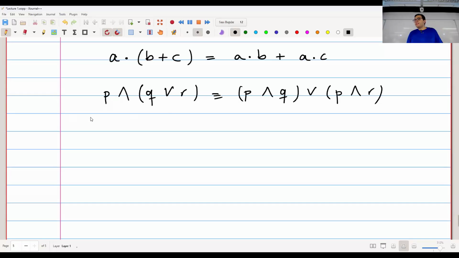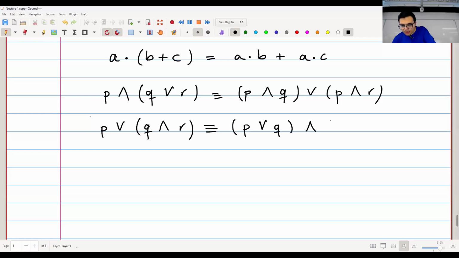Again, this is not a mathematical proof. The mathematical proof would be the truth table. And you can do the truth table and you can see that it works. But interestingly, I can also distribute this way. I can say, what if I have P or (Q and R)? This also distributes. This is (P or Q) and (P or R). Why does this hold?